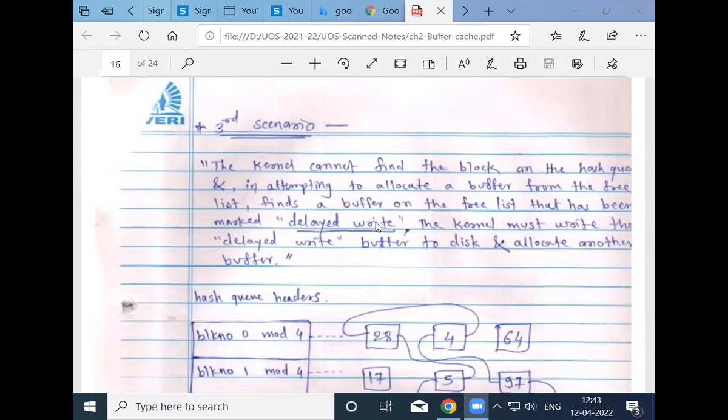So in that case, what does the kernel do? It takes some delay to write that buffer back to the disk. Such buffers have the status delayed write. So if such buffers are there, what should the kernel do? The kernel must write such delayed write buffers to disk and allocate another buffer. मग कर्नलने काय करायला पाहिजे? कर्नलला जर फ्री लिस्ट वर डिलेड राईट बफर दिसला तर तो अलोकेट करू शकत नाही because its writing back to the disk is not over yet. So it must write such buffers to the disk, and instead of allocating such a delayed write buffer, it goes to the next buffer in the free list and allocates another buffer.